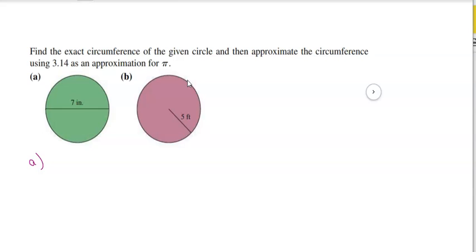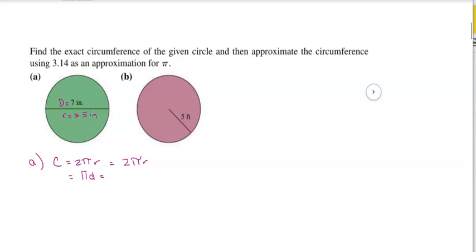So they're asking us for the circumference. The circumference is 2 pi r, and in this case we've got 2 pi times the radius. Now this is the diameter. This is d right here. So that means the radius is half of that, which is 3.5 inches. So make sure you use the right thing, don't put d in there. Or you can use the formula pi times d and not have to split it in half.